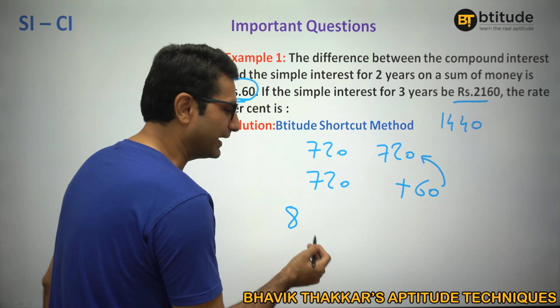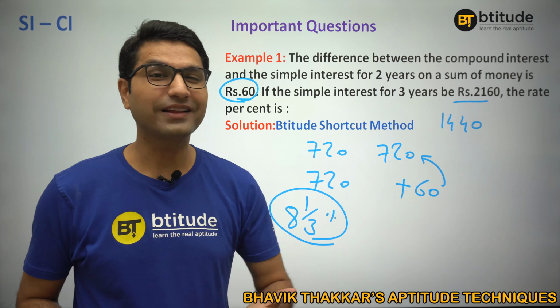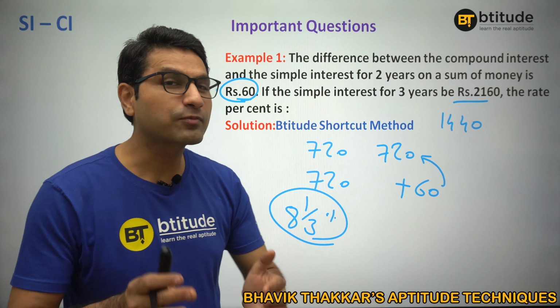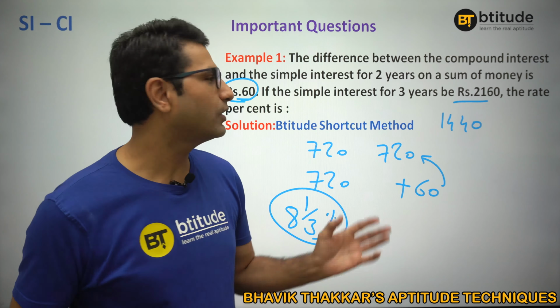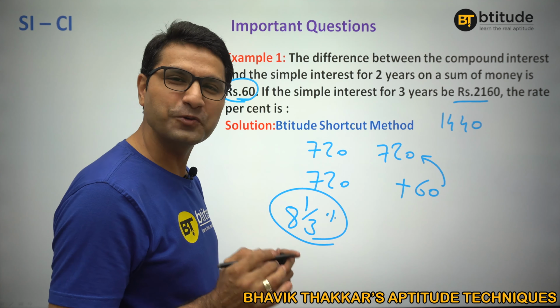And what was the question? The rate percent is. That's your answer, right? And actually I explained each and everything right now. Otherwise I would simply do it: okay, it has to be 720, but it is 60 more there. So 60 on 720, 1 by 12. You hardly needed a pen. Are you getting this?